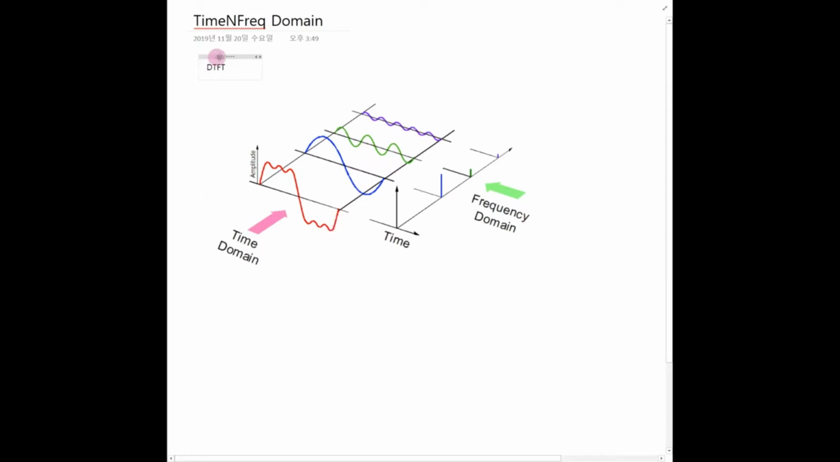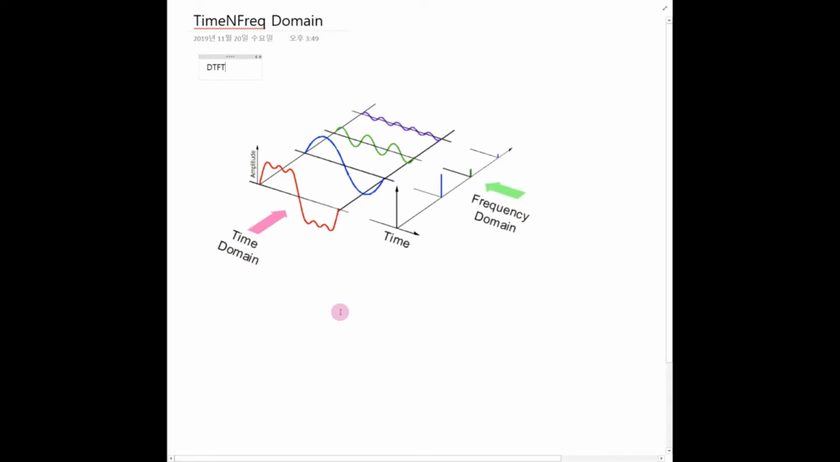By taking the DTFT, we can find out the spectral contents of this original waveform. Here, this is the time axis, but this is the frequency axis. The DTFT converts the time domain LED component into spectral components. The blue one is this frequency component, and likewise the green one and the purple one. So by taking the DTFT, this time domain waveform can be plotted over the frequency domain this way.